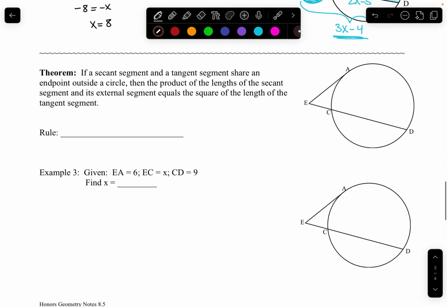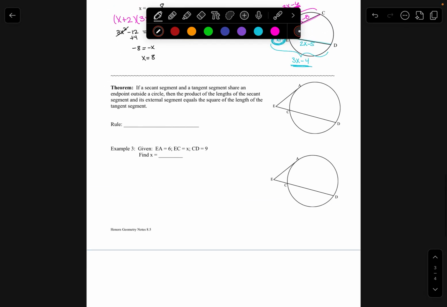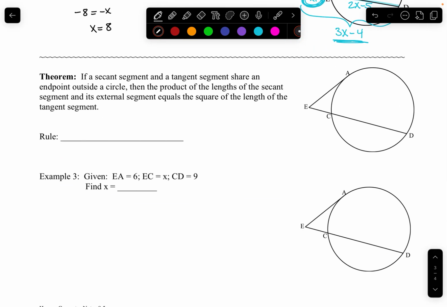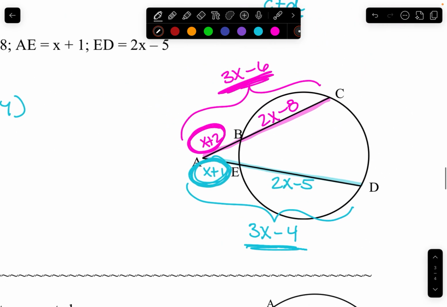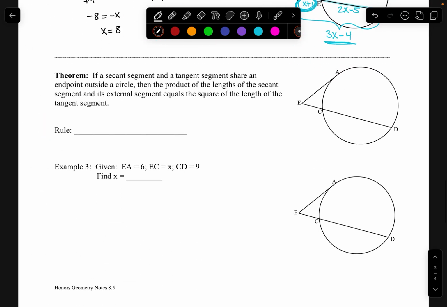Okay. Next. I think this is the last one, actually. It is. All right, so this theorem states if you have a secant and a tangent, and they share a point on the outside of the circle, then the product of the lengths of the secant segment and its external segment, which is exactly what we did up here, outside times whole, is going to equal the square of the length of the tangent segment.